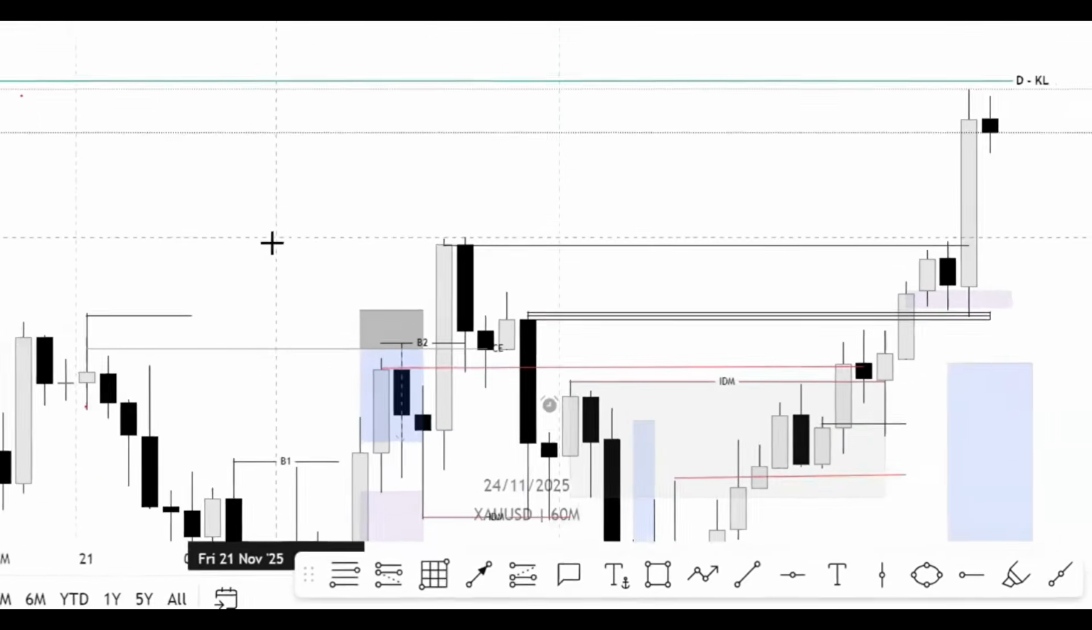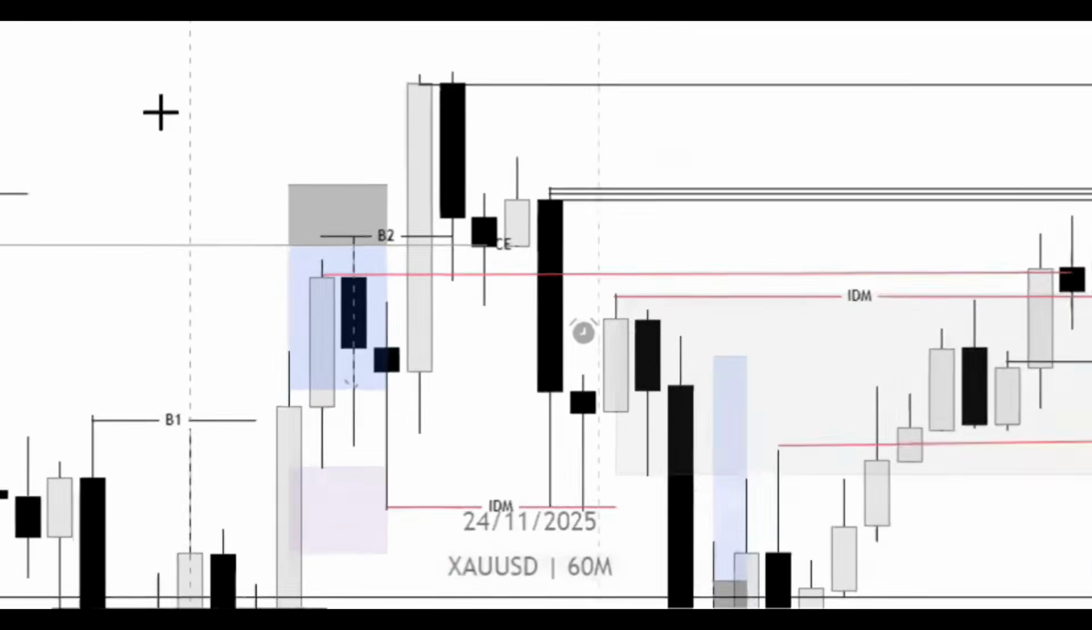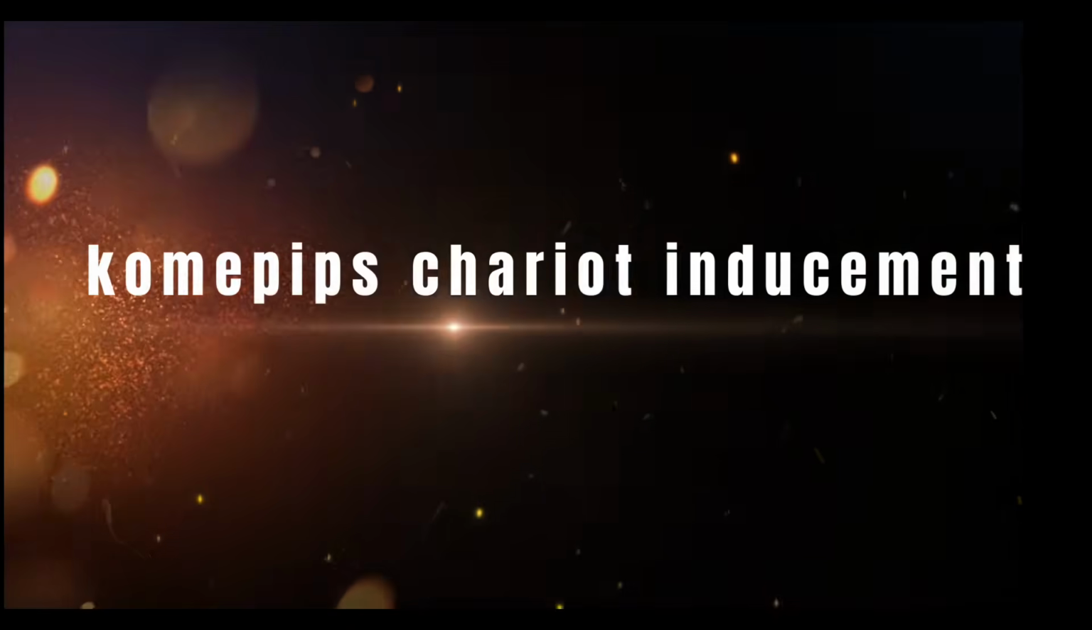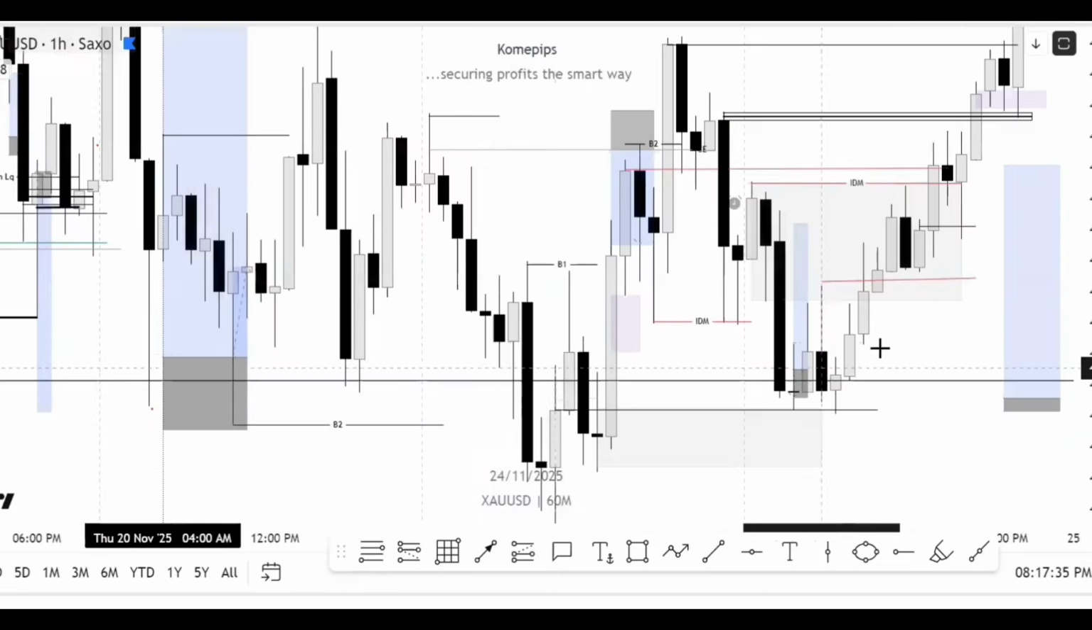So the first thing I want you to learn now on this call is my inducement model. I want you to learn it. So it doesn't matter what you are trading, right? If you apply this, it's going to help increase your win rate.